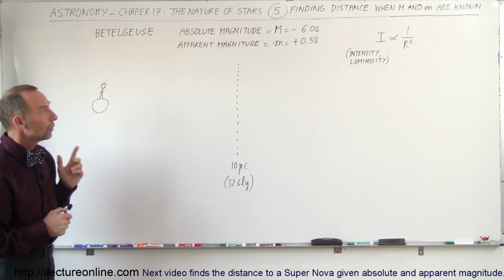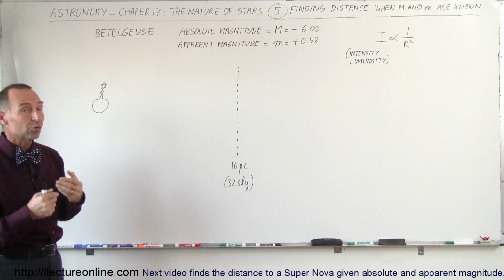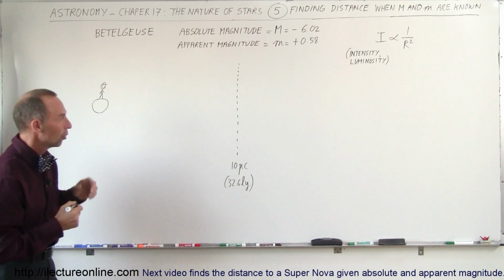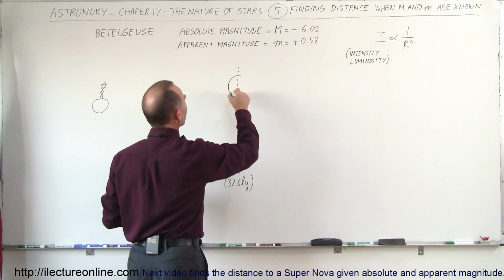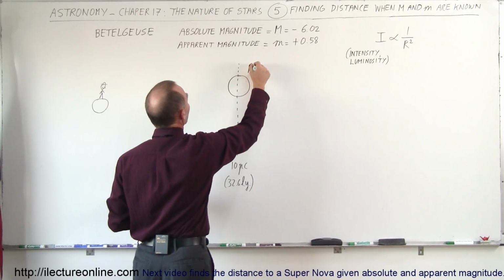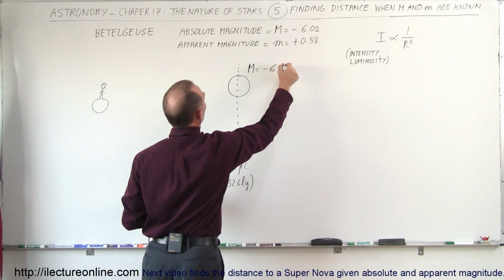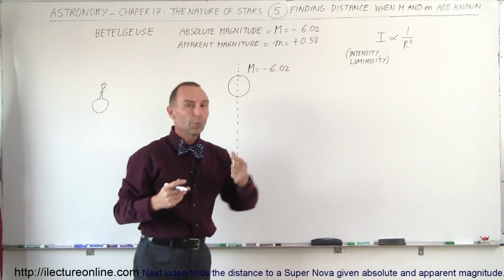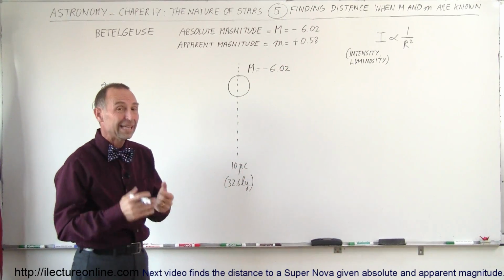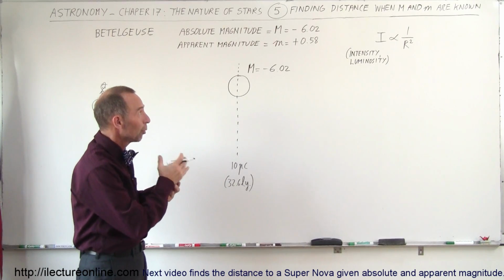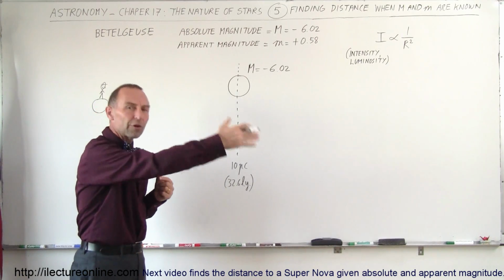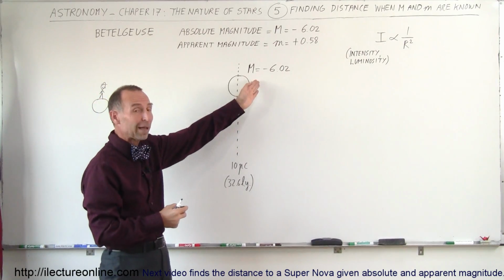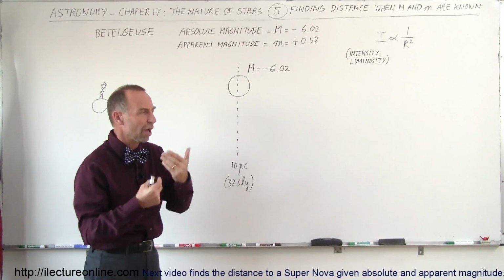All right, so now, based upon that information, we should figure out where Betelgeuse actually is, how far it actually is to Betelgeuse. So starting out, putting Betelgeuse over here, it would have an absolute magnitude equal to minus 6.02. The fact that it has a dimmer number wherever it is, so the apparent magnitude is actually a plus 0.58, means it must be a lot farther away than 10 parsecs. If its apparent magnitude is dimmer than its absolute magnitude, it must be farther away. The question is, how much farther?